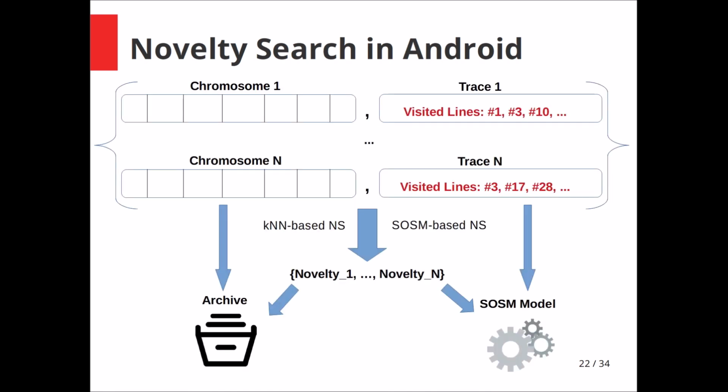Now we can repeat this process for an entire population consisting of n chromosomes. Depending on the chosen novelty search algorithm, we have to either update the archive, which is the case in the KNN based novelty search, or update our SOSN model when using the SOSN based novelty search.